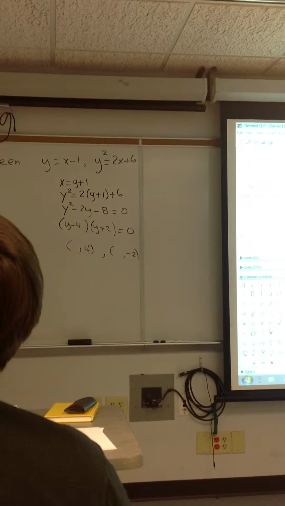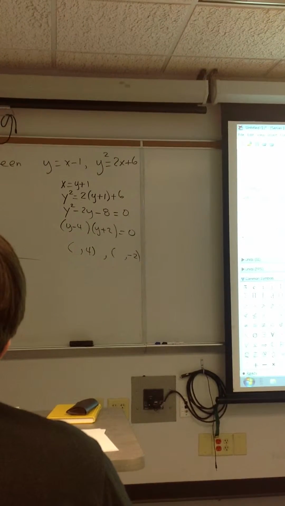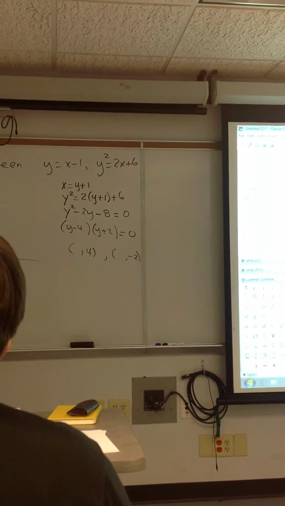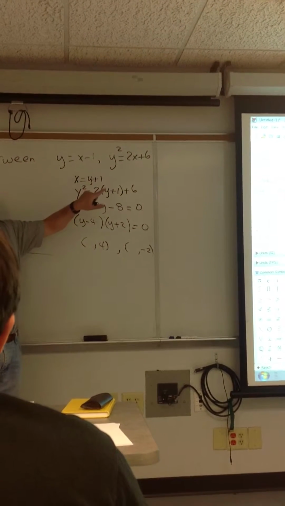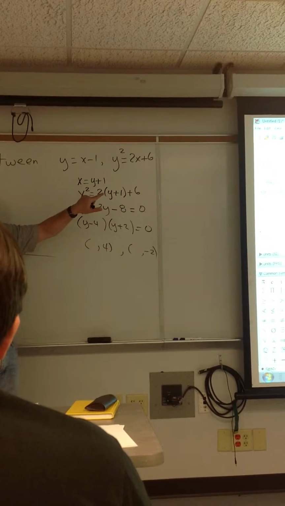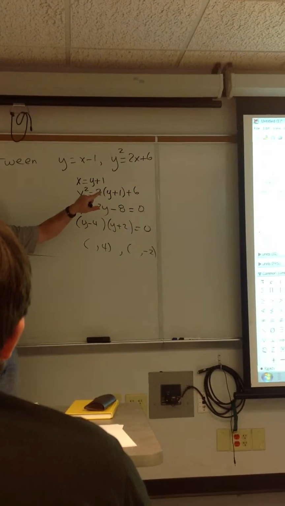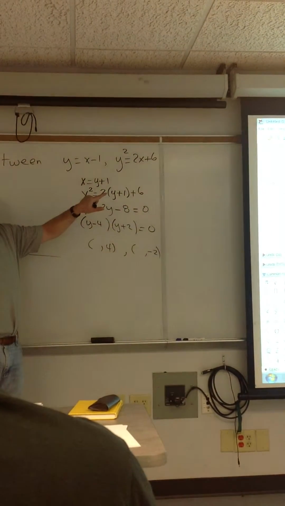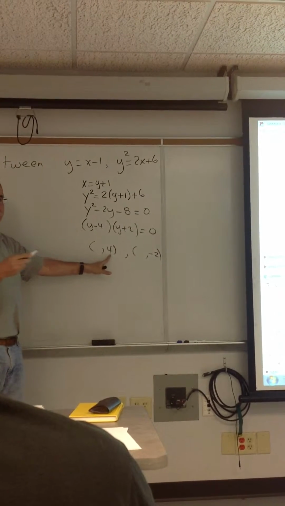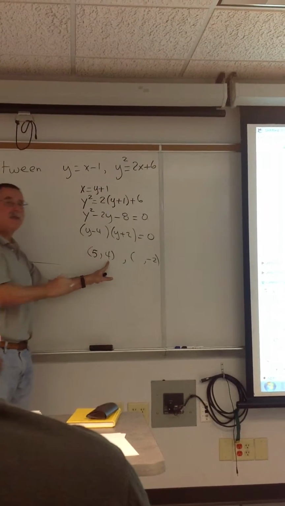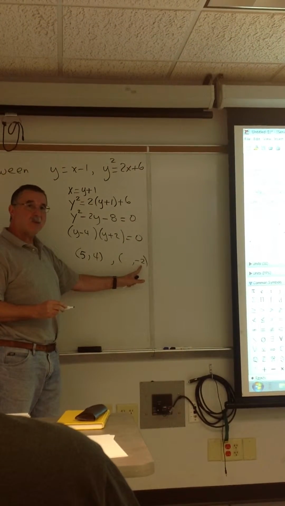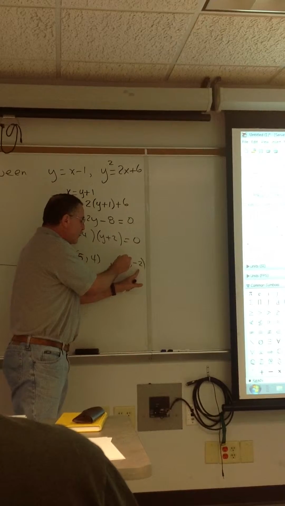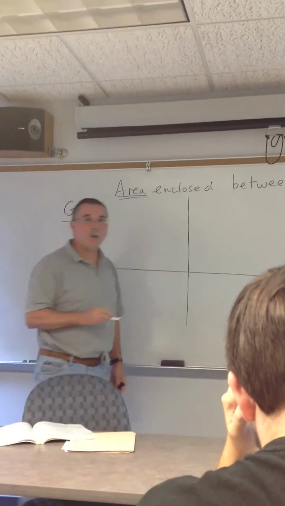So how do I find the x coordinates now? x is always y plus 1, because you're on the line. On the line, the x coordinate of a point is always equal to the y coordinate plus 1. So if y is equal to 4, then x has to be 5. And if y is minus 2, x has to be minus 1, because you add the 1 to the y. Therefore, those are my 2 points of intersection.